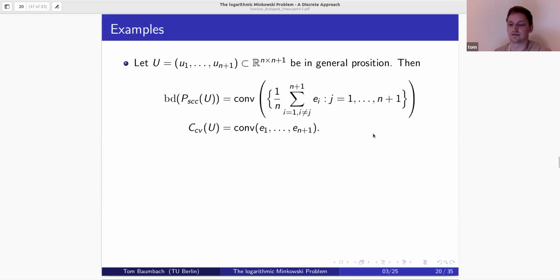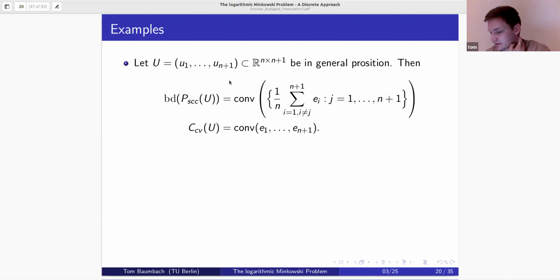And now it's time for some examples. So first we look at the most simple example. We look at the orthonormal vectors U1 to U(n+1), and we assume that they're in general position. In other words, we consider a simplex. And I've written down boundary again, but it should be the closure, I'm sorry, of the subspace concentration polytope.